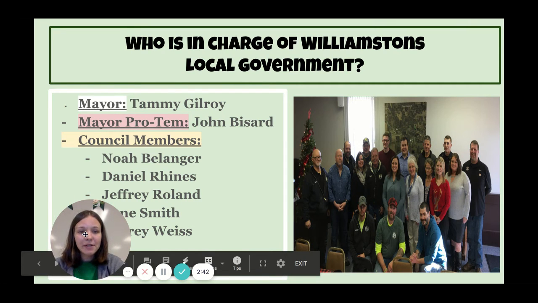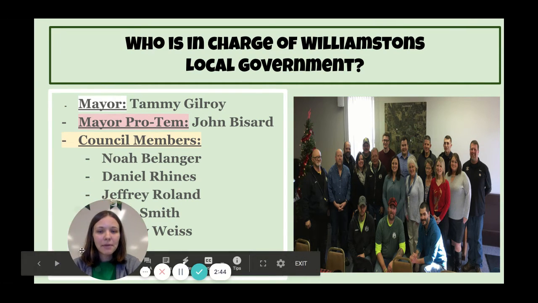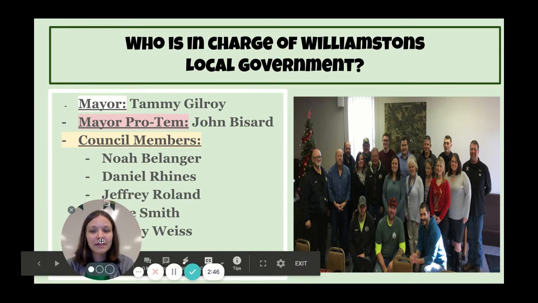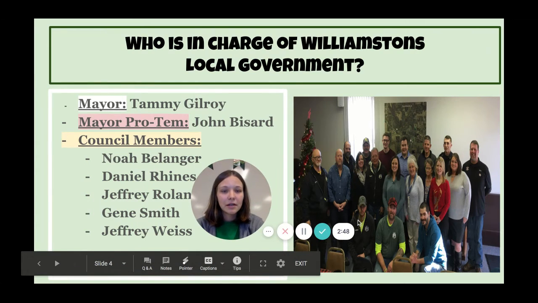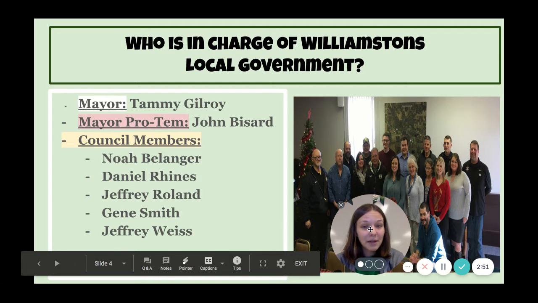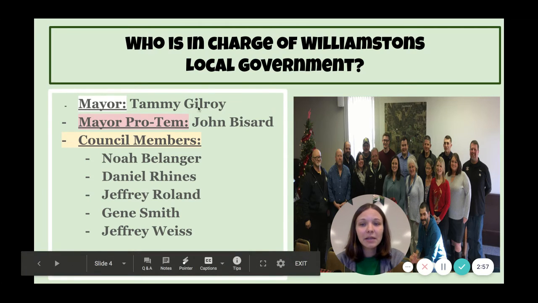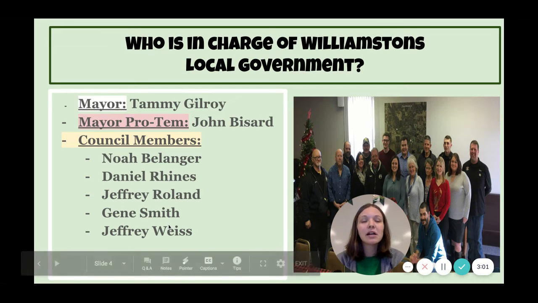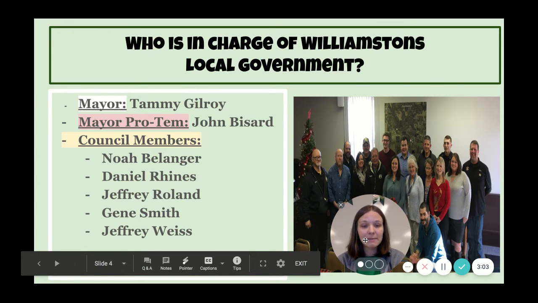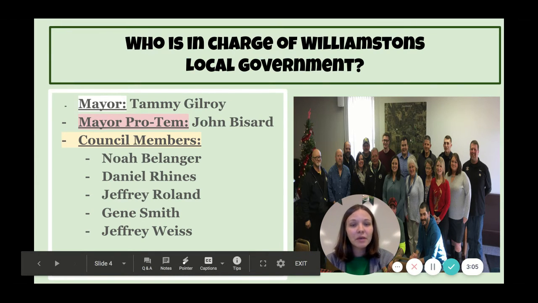So here's a picture of our members that are part of our city council as of this year. This is the most recent picture I could find. But these are some of the names. You might not know them, or maybe they sound familiar to you. So we have our mayor, Tammy Gilroy, our mayor pro tem, John Bissard, and then these are our council members. So these are all the people that are in charge of Williamston's local government.